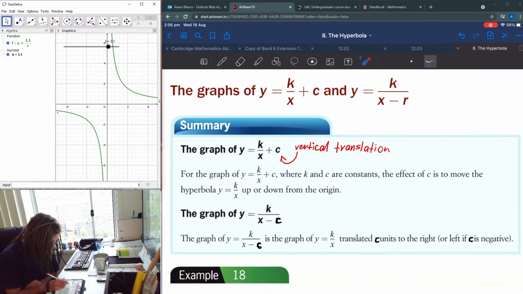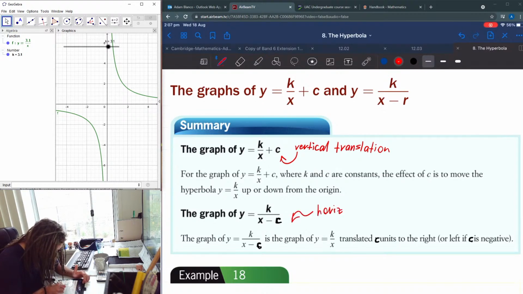I just think of it like if the plus c is on the end, kind of like a constant that's on the very side, that makes it go up and down. If it's inside, like if it's right next to the x, see how here it's not right next to the x? Right here where it is 100% next to the x, that's a horizontal translation, which just means I move it left and right. Horizontal translation.